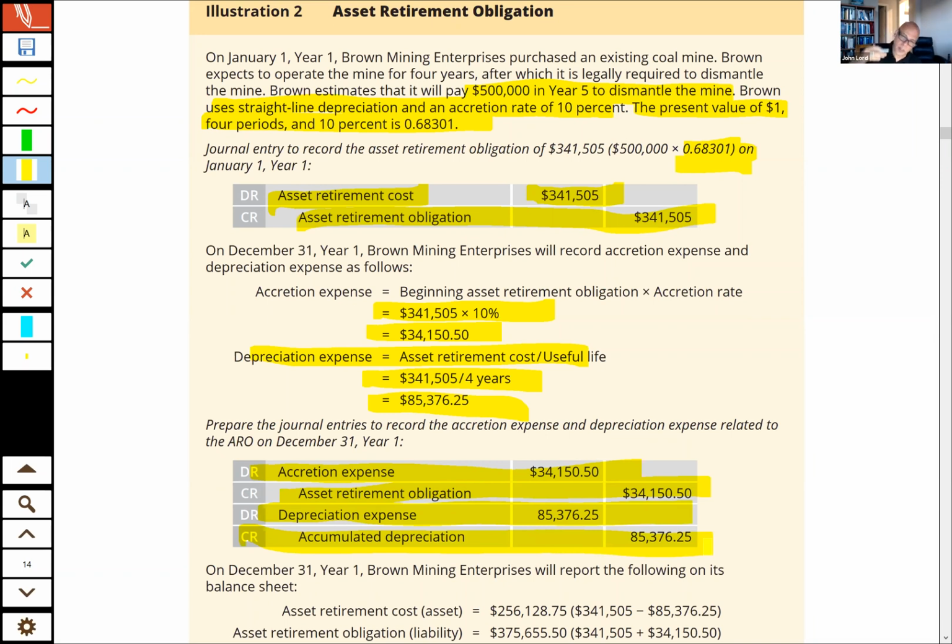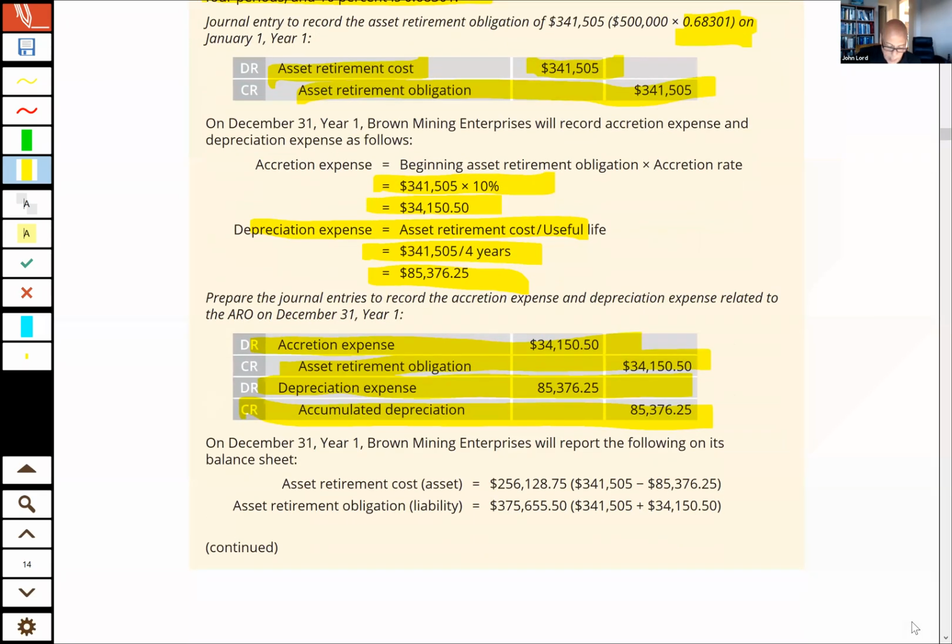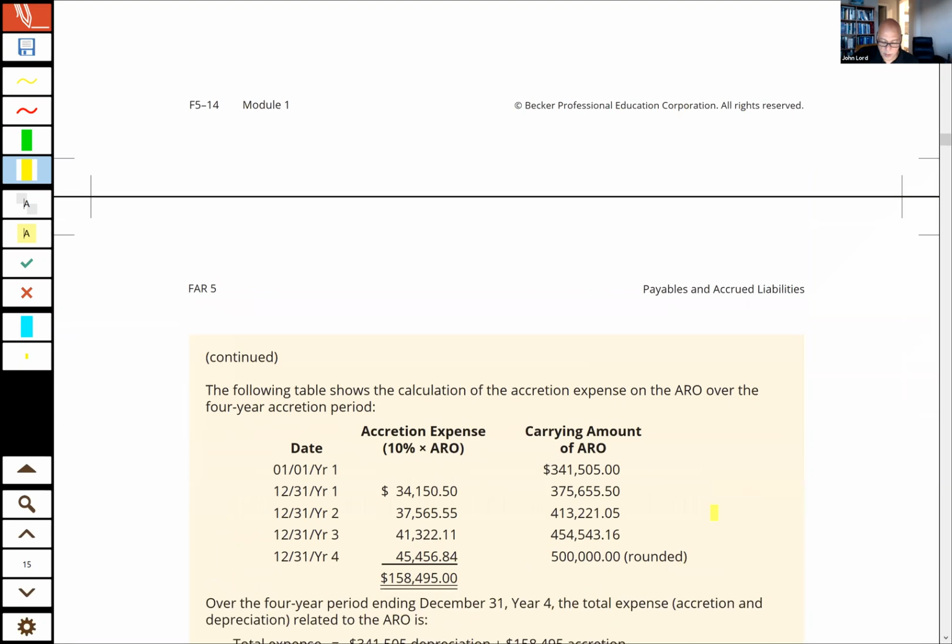So the liability is growing, and eventually at the end of the 4 years, how much is going to be in that account? 500,000. I finally will be to the future value, right? Because I set that up at present value. So I have my asset retirement costs, the asset, which is the 341 minus the amount that's depreciated. The asset retirement obligation, they're going in opposite directions and not at the same rate, are they? It is going to be the accretion expense plus the beginning balance. And that keeps on year after year now, okay?